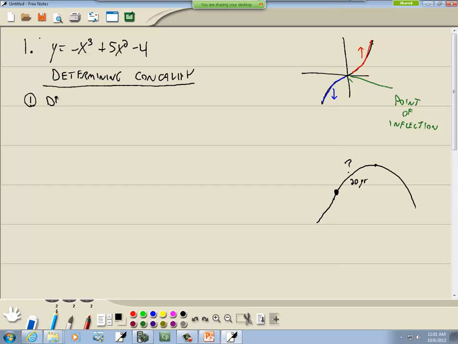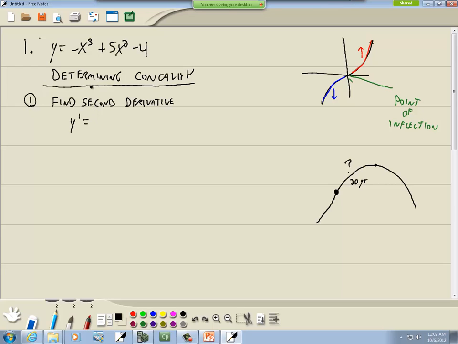Step 1. Find the second derivative. So we take our first derivative, and that's kind of the hard part of this, then find that second derivative.